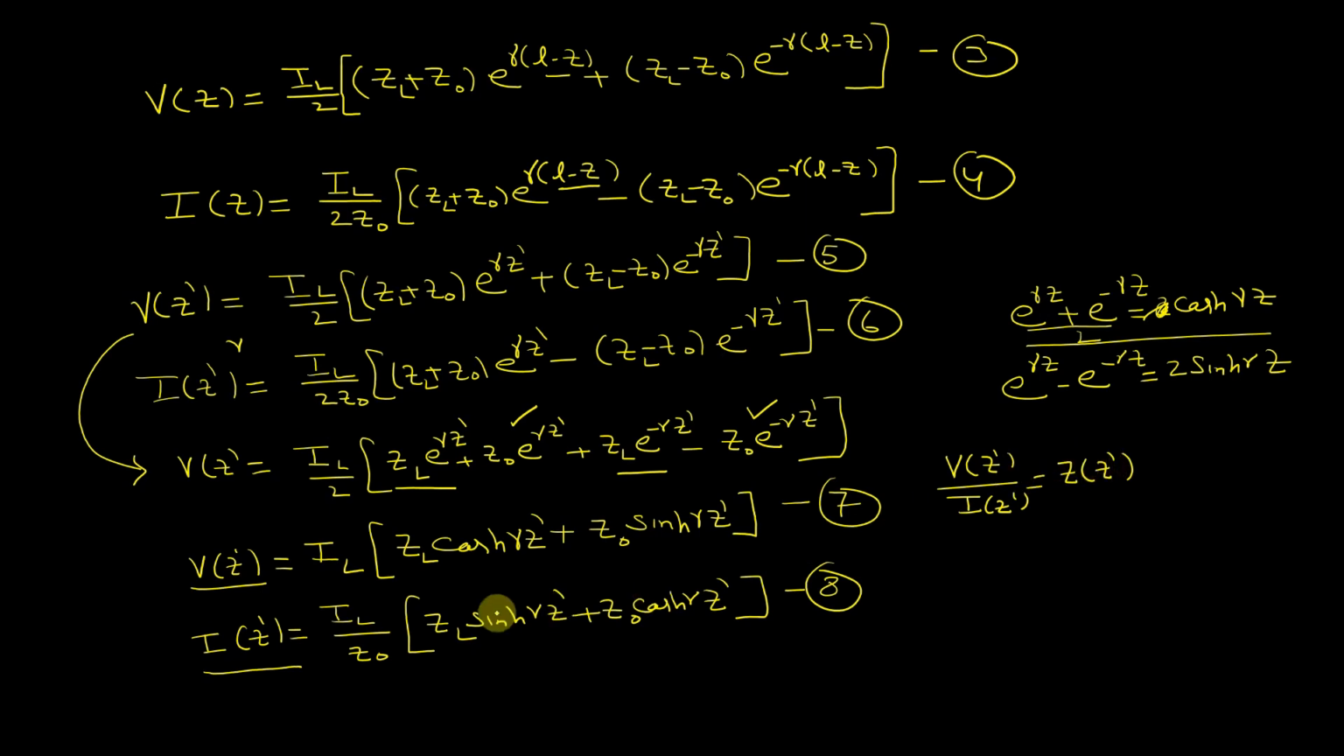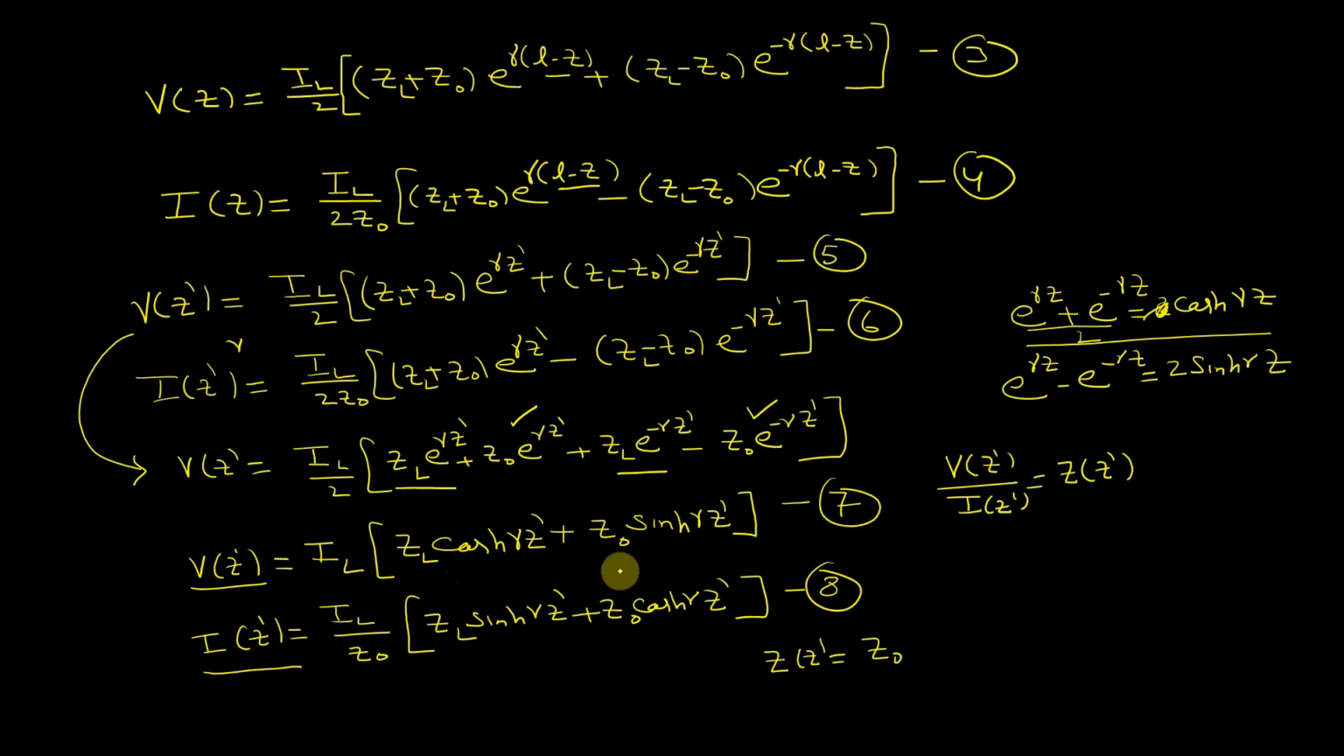So that will be equal to, take that ratio. Z dash will be equal to the ratio, dividing equation 7 by equation 8. I'm writing it here. So this IL will be cancelled out, and the 1 upon Z naught will become Z naught.